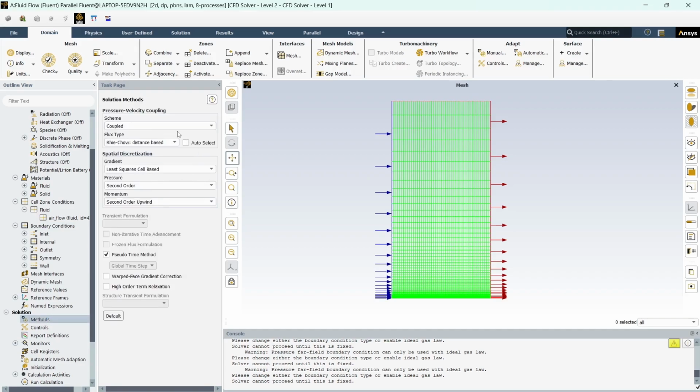Pressure-velocity coupling. First, scheme: SIMPLE. It couples the pressure and velocity fields for solving the Navier-Stokes equations. The SIMPLE, Semi-Implicit Method for Pressure-Linked Equations, method is efficient and stable for steady-state simulation. Second, flux type: Rhie-Chow, distance based. It determines how flux values at the cell faces are interpolated. This distance-based method improves accuracy, especially on structured or unstructured grids.